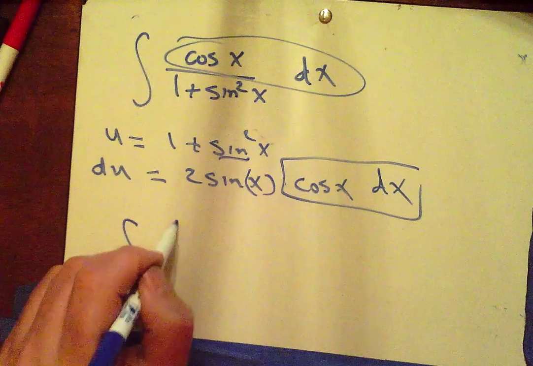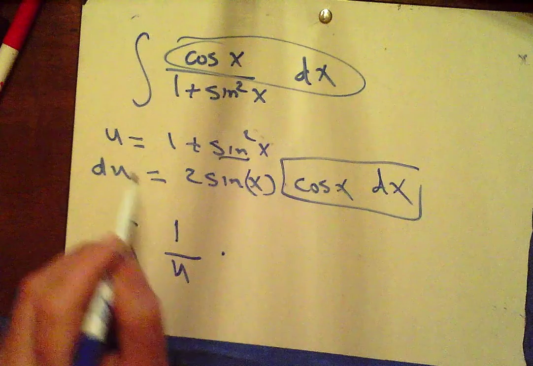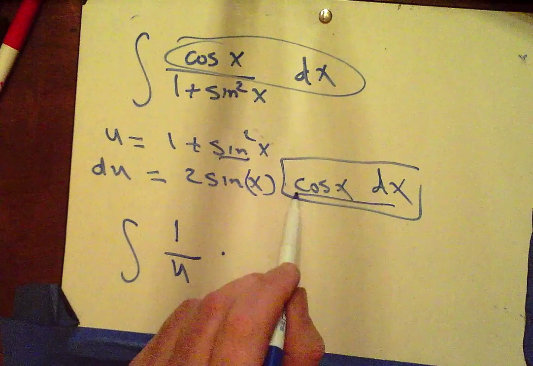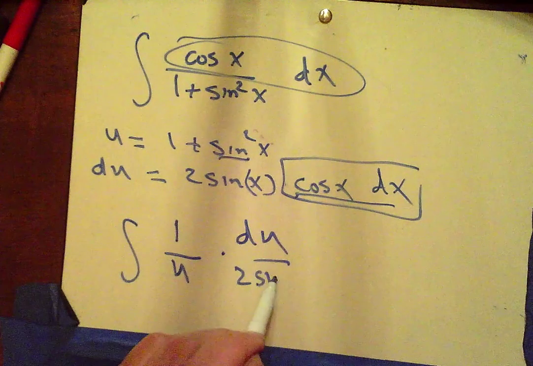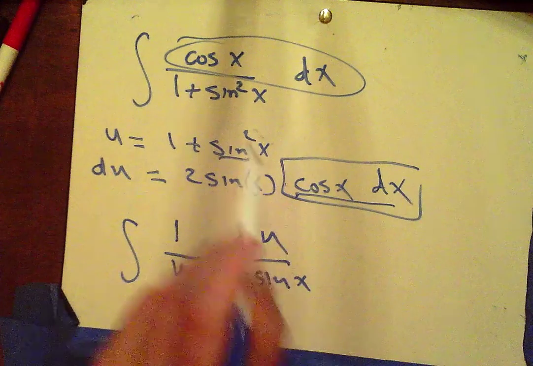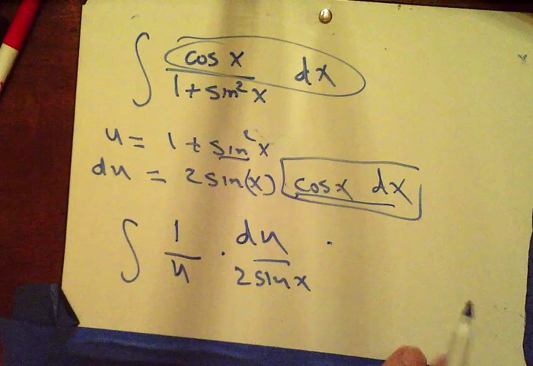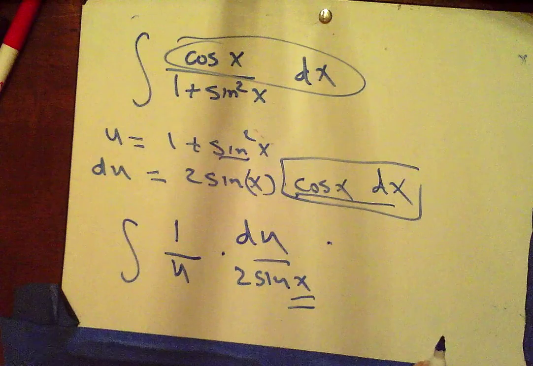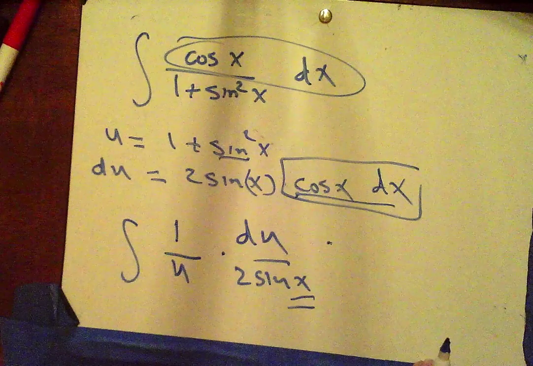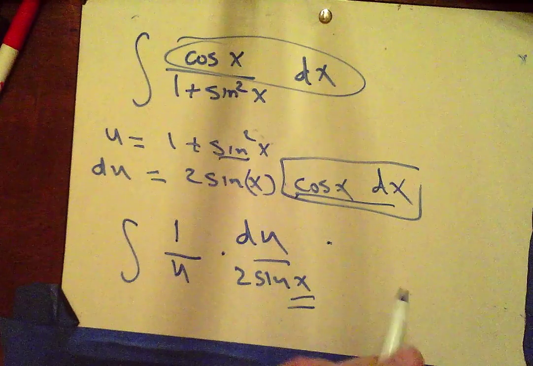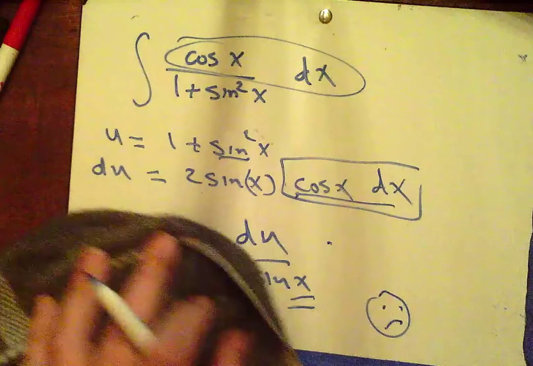We're going to have 1 over u, nice, but we've also got this du over 2 sine x is equal to cosine x dx. So, yeah, guess what? That's still in terms of x's. That's not a happy place, is it? No. Sad face.